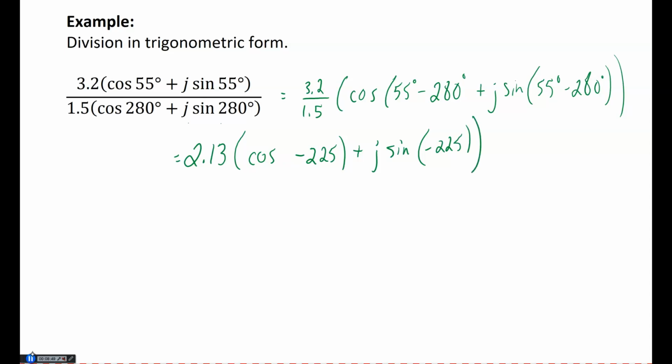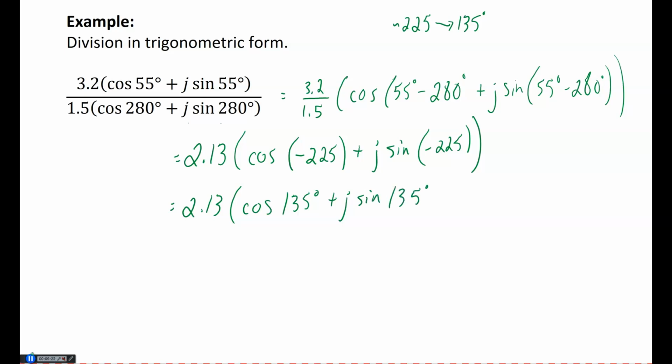Okay, now let me fix that bracket. It's not terrible to leave it as a negative angle, but let's put it as a coterminal angle between 0 and 360. So minus 225 is coterminal with, if we add a full 360 to that, we get 135. So this answer could also be expressed as 2.13 cosine 135 plus j sine 135. All right, that's multiplication and division in polar, trigonometric, and exponential form.